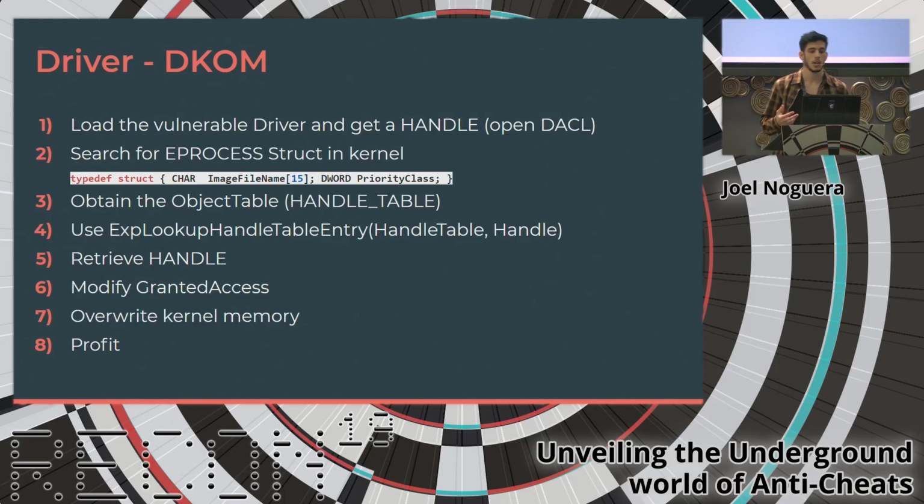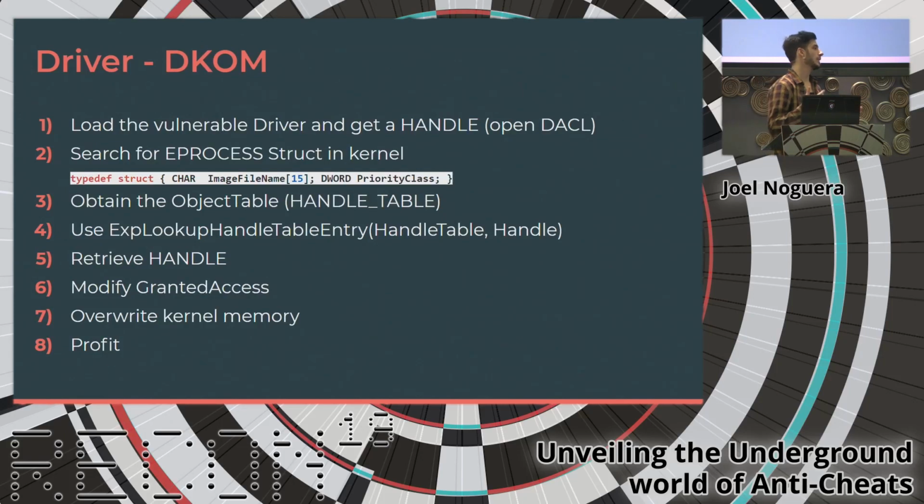So how does this process usually work? The idea is to perform a DKOM attack, that is, direct kernel object manipulation. The main idea is to look for the already existing handle that LSASS has and, for example, upgrade the access of the handle. So if this handle has been restricted when it was created, maybe we can later manipulate it and give it PROCESS_ALL_ACCESS and have complete access to the memory of the process. In order to do that, the steps to implement this attack are the following.